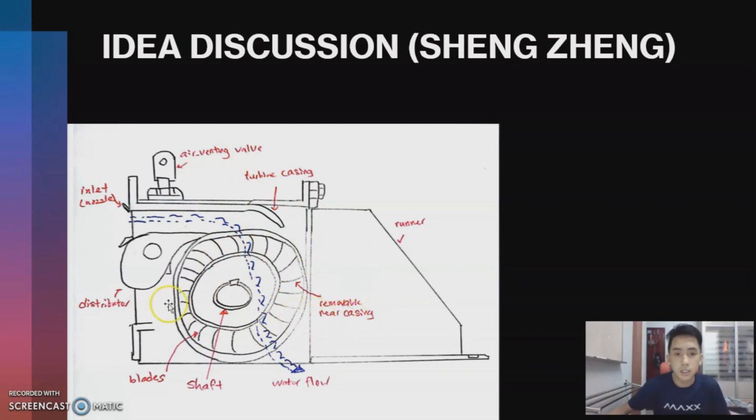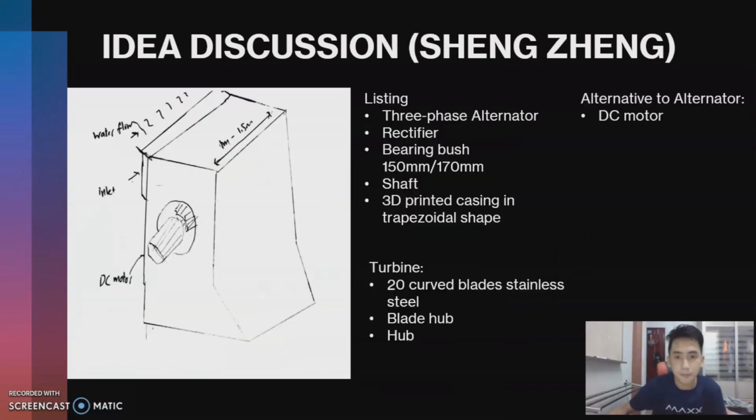And yes, this is the distributor, which only allows the water to flow in one direction, and the plates which function to spin the shaft so that it can generate electricity. So the water will enter the water turbine and push the plates, then flow out under the shaft, under the casing.